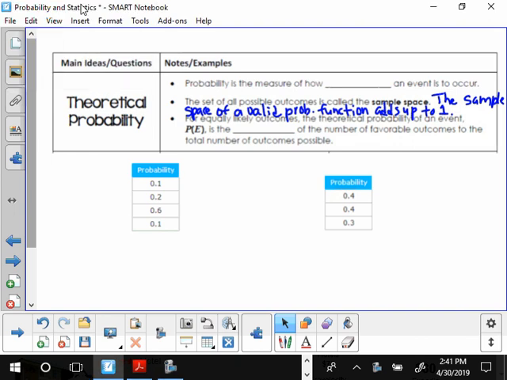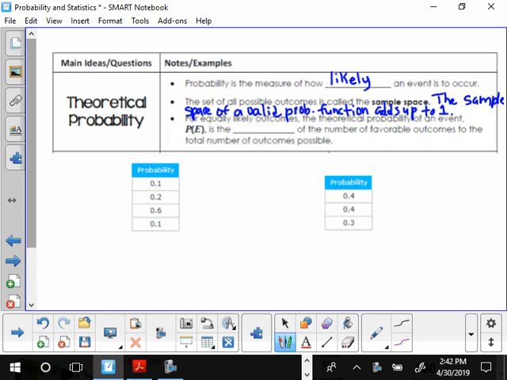Okay. So probability is the measure of how, we're going to put the word likely in the blank, how likely an event is to occur. The next bullet defines sample space as the set of all possible outcomes. And it goes on to tell you that the sample space of a valid probability function adds up to 1.